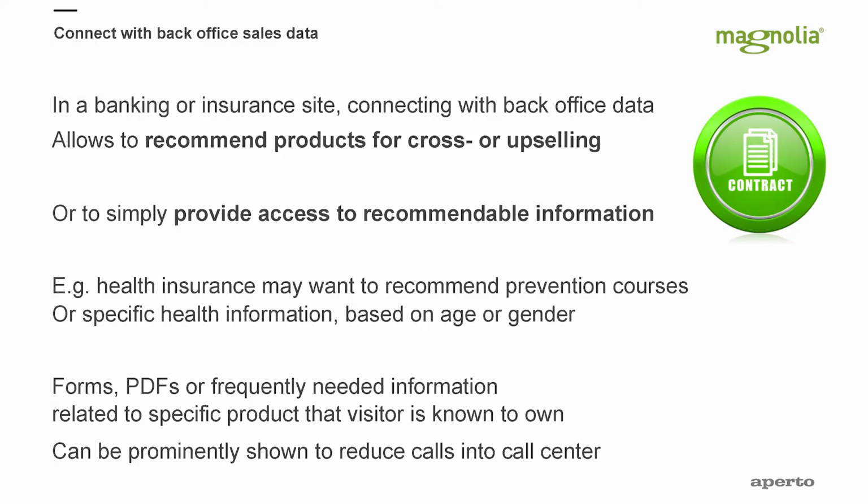What's interesting, for example, for banking or insurances is to connect Magnolia with back office data. So as I already mentioned, you're able to recommend products for cross or upselling. And for other businesses, this could mean just recommendable information that you want to show to the user, that you want the user to know because you know certain things about him.